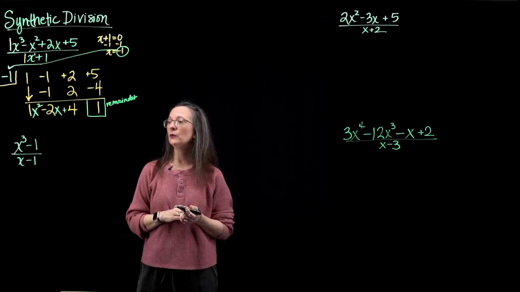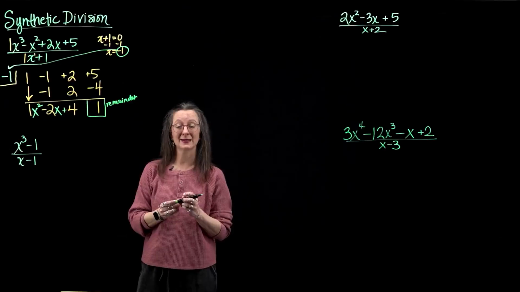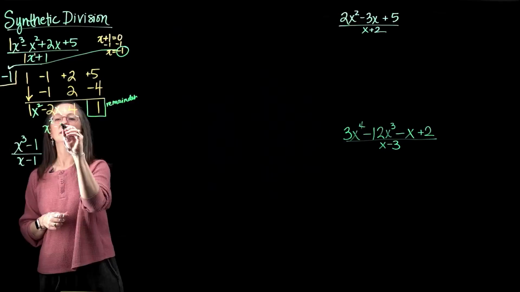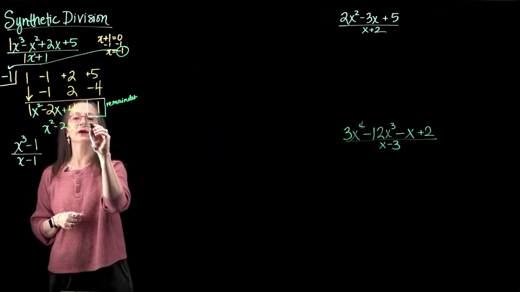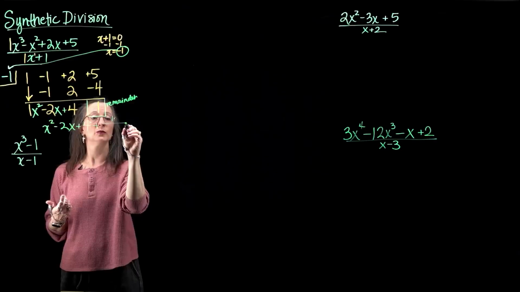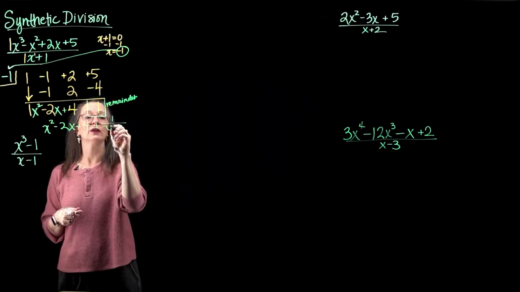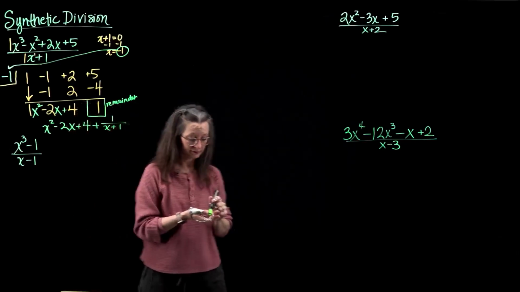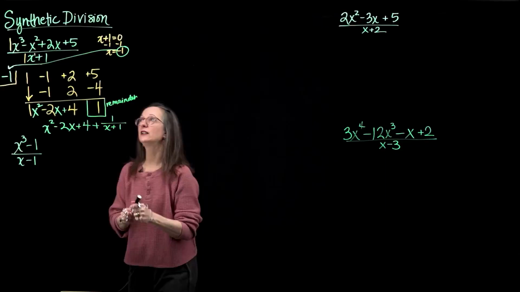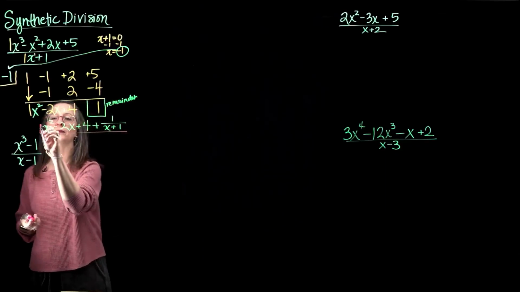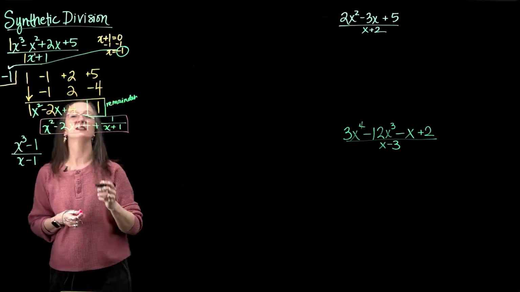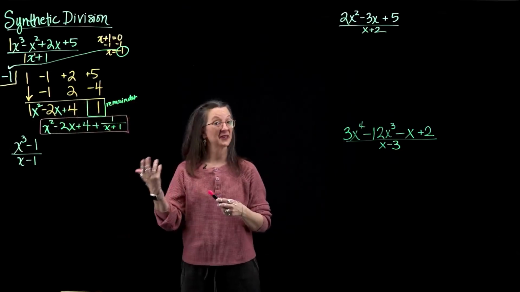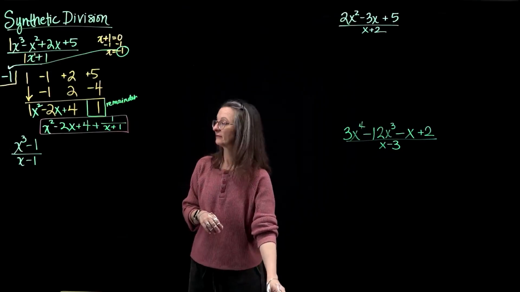All right. So we're almost done. We just need to rewrite this in a way that makes sense as a quotient. So my answer would be x squared minus 2x plus 4 plus, like we did before, 1 over the number we're dividing by, x plus 1. So that would be my final answer to this division problem. And if you watched the previous video, you'll know that was the answer that we got on the previous problem as well. Okay?